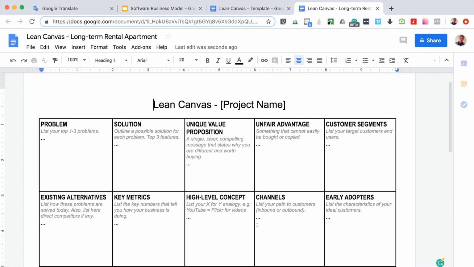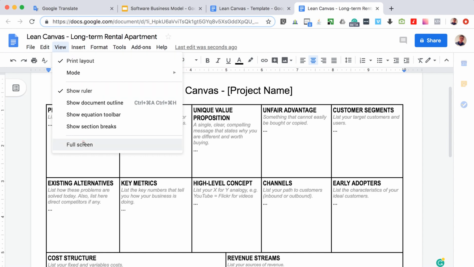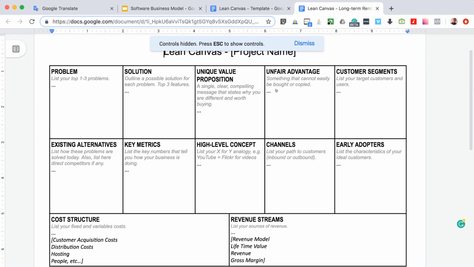And let's start from the name. I will switch to full screen mode here, so we have a bit more space here.